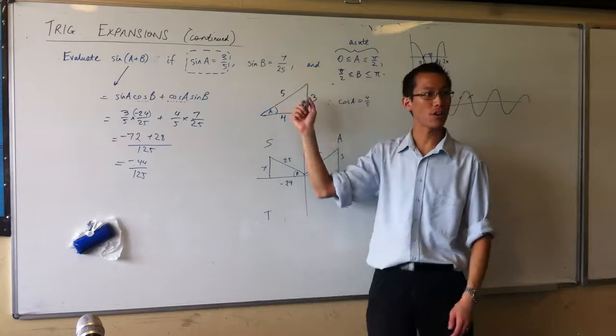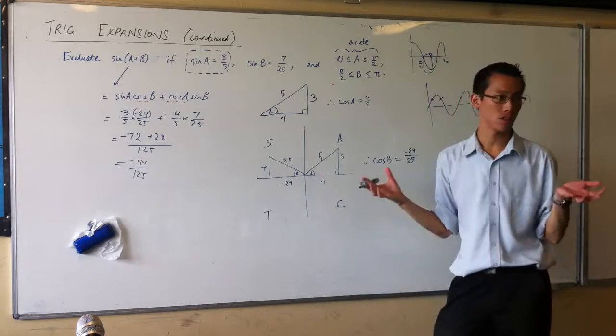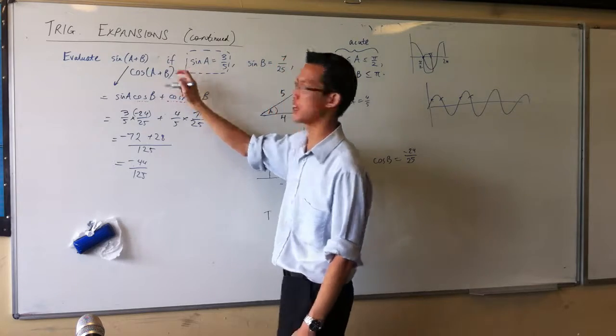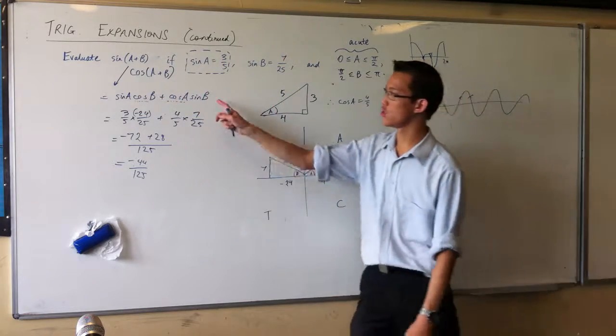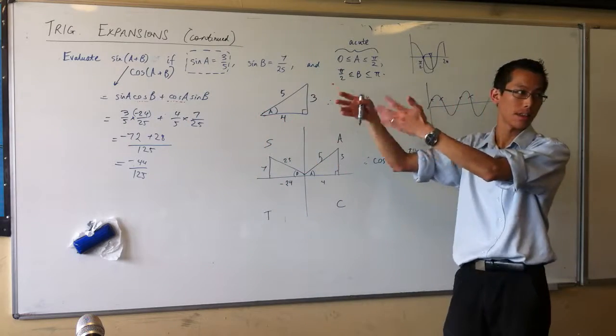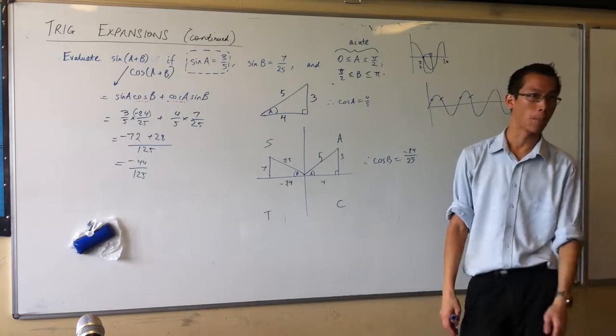This is the method that we go through, okay? And if I change the question, and I said, don't tell me the sine expansion, tell me the cos expansion, you would just use a different expansion here, but it'll be the same numbers going into there. They'd just be substituted in a different order.